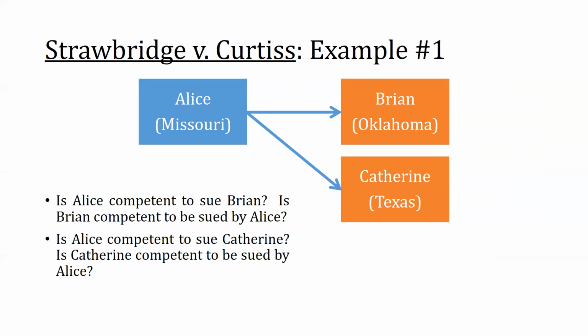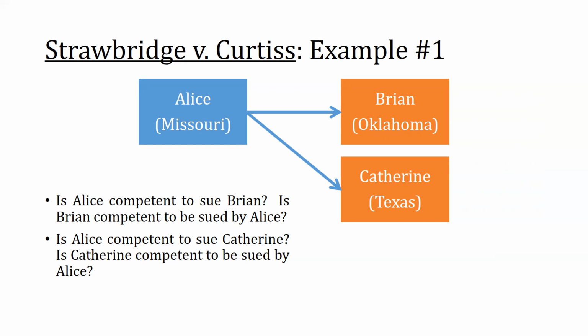Is Alice competent to sue Brian? Under the requirements of diversity of citizenship, which means that the parties have to be from different states, is Alice on the one hand, and just Brian, setting aside Catherine for a moment, just the Alice versus Brian dispute. Is Alice competent to sue? Yes. Is Brian competent to be sued by Alice? Yes, because Alice and Brian are citizens of different states.